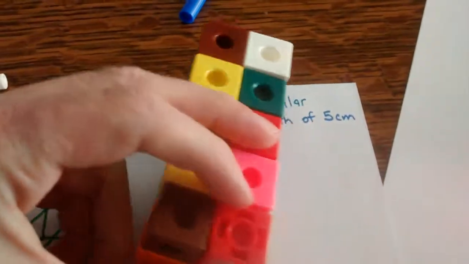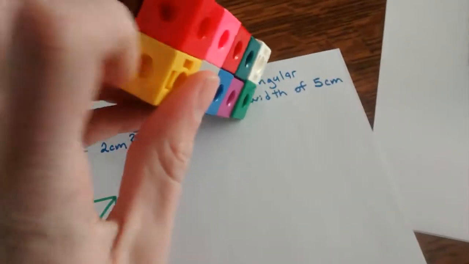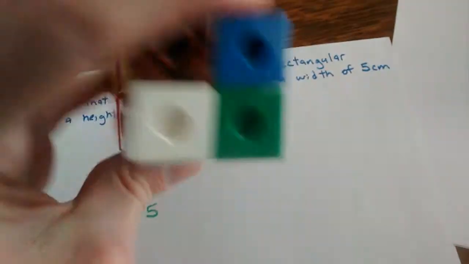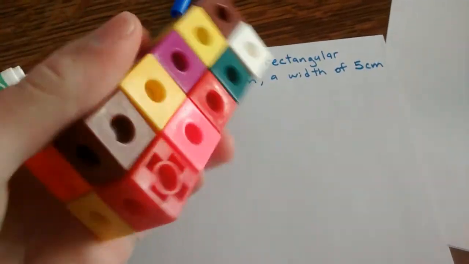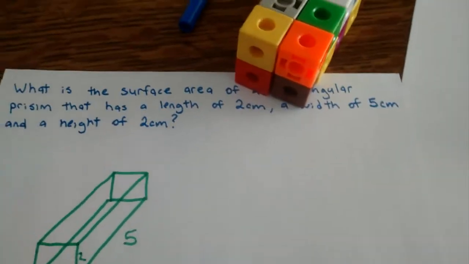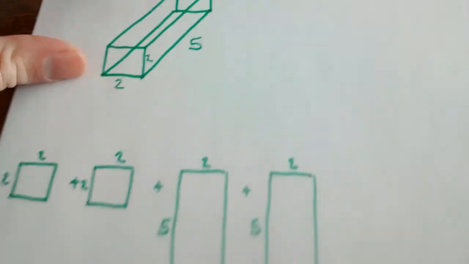Now, the easiest way to find surface area would be then to look at this shape and count all the faces that you see. 1, 2, 3, 4, 5, 6, 7, 8, 9, 10, 11, 12, 13, 14, 15, 16, 17, 18, and count every single face that you see. But obviously, sometimes we don't have these cubes at our disposal and we have to be able to do the math on paper.